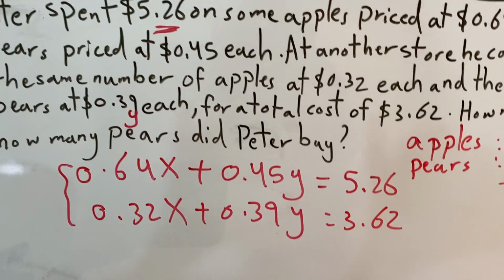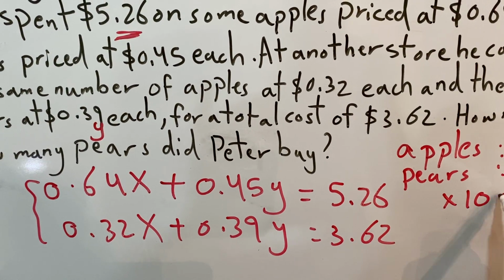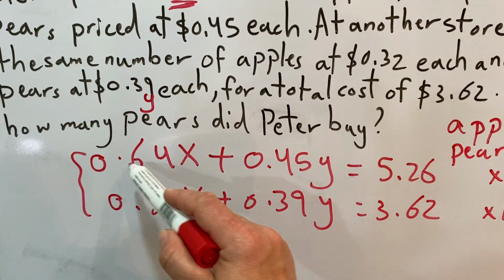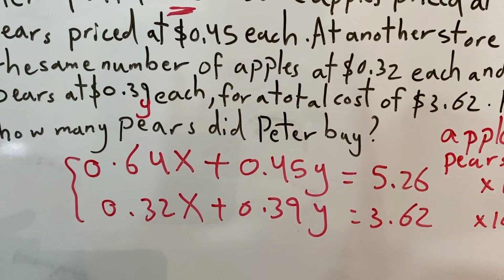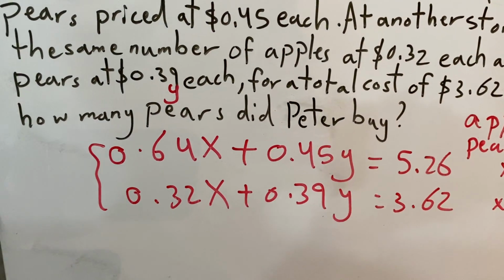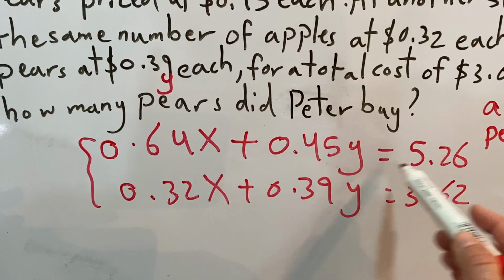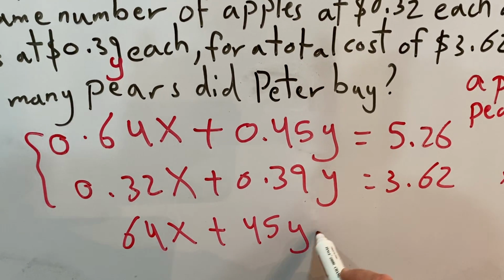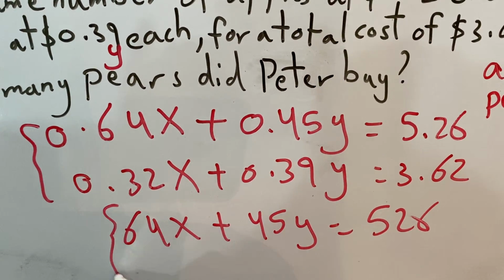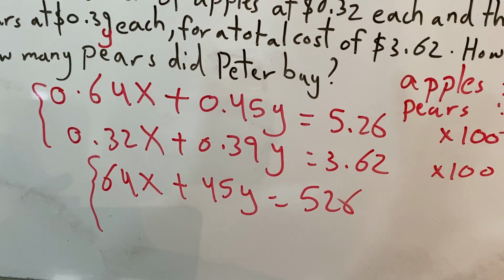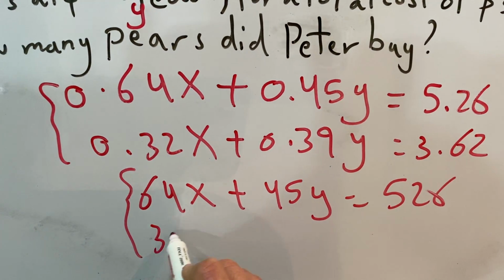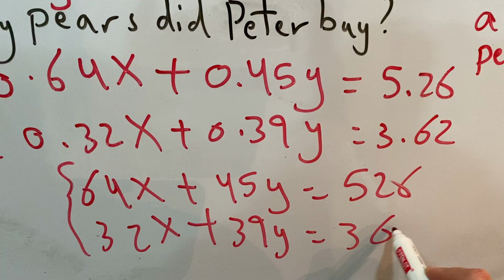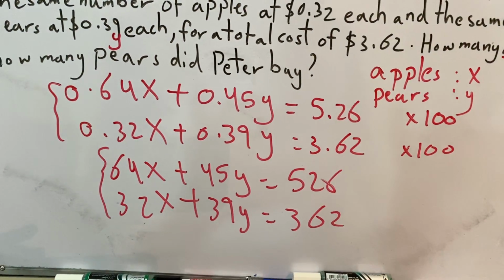So if I multiply the first and the second equation by 100, this will help me get rid of all the decimals, because the decimals will move two places to the right. If I multiply the first equation by 100, it will become 64x plus 45y equals 526, which is much easier to work with. And if I multiply the second equation also by 100, it will become 32x plus 39y equals 362. Now the equations are much easier to work with.